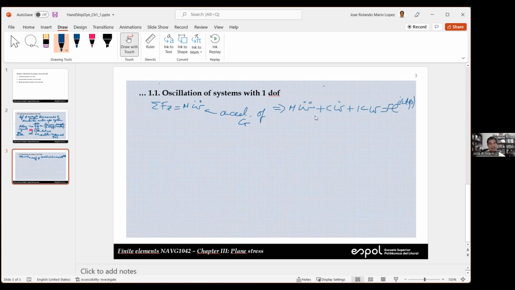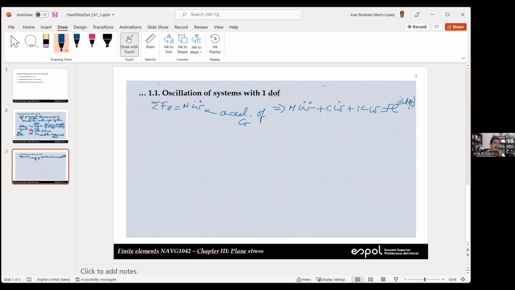So we know what M, C, and K are. W is the displacement measured from the position of static equilibrium, velocity, acceleration. On the right-hand side, excitation. This is the amplitude of the excitation. This is the frequency of the excitation. And in general, we have to include a phase shift, beta.